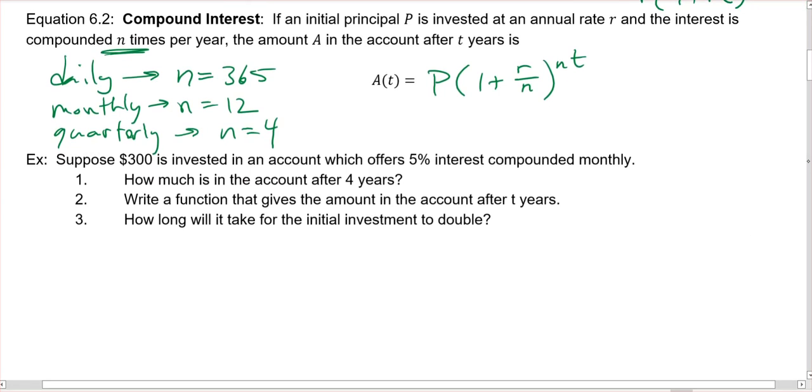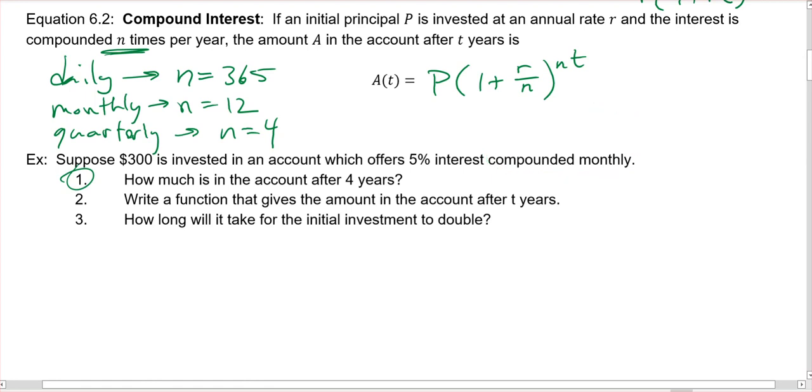Okay, so we've got another problem here. Suppose $300 is invested in an account which offers 5% interest compounded monthly. Something that is going to be good for you strategy-wise is to just look for the keywords that are going to tell you which nice formula to use. So if we see compounded monthly or compounded at any regular interval, we're going to say, okay, I'm using my compound interest formula. So we would use this nice formula here. And compounded monthly, that's what's going to indicate that we're going to use that nice little formula.